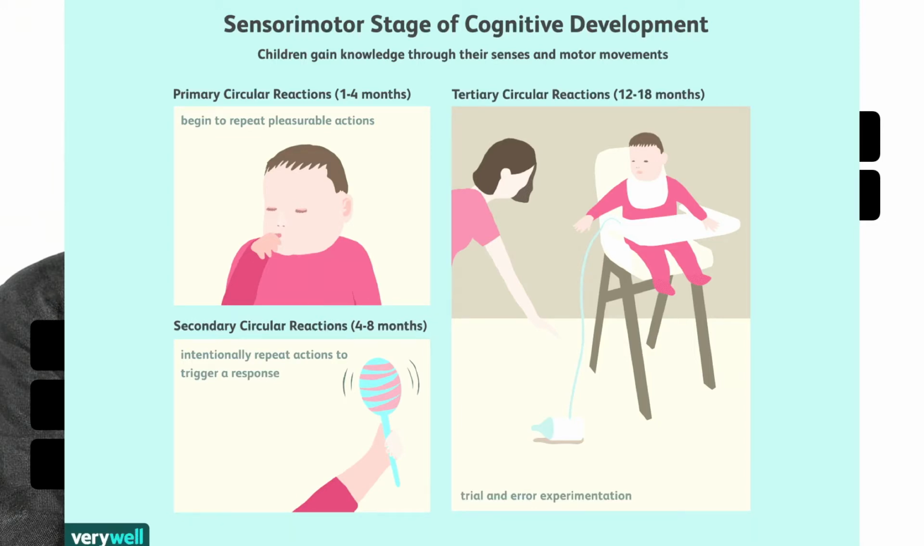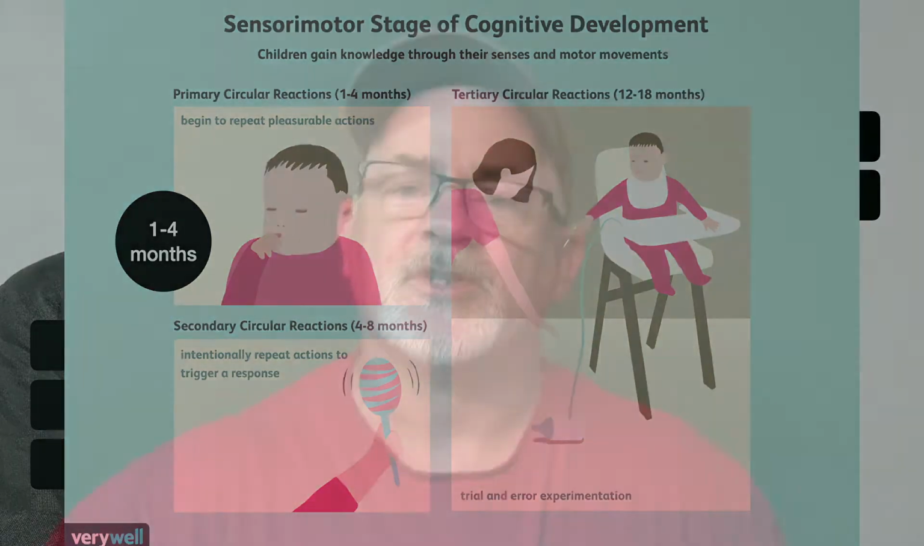And of course, we're going to have secondary and tertiary circular reactions. The primary circular reactions happen around 1 to 4 months. And here's what they actually represent. It says they begin to repeat pleasurable actions. So you have the child that's sort of like waving their arms around.